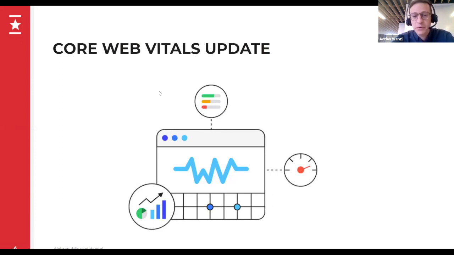And as part of this important update, 3 new metrics will be introduced as the Core Web Vitals: LCP, largest contentful paint, FID, first input delay, and CLS, cumulative layout shift. But what exactly do these, let's say, cryptic metrics stand for and how are they being measured?